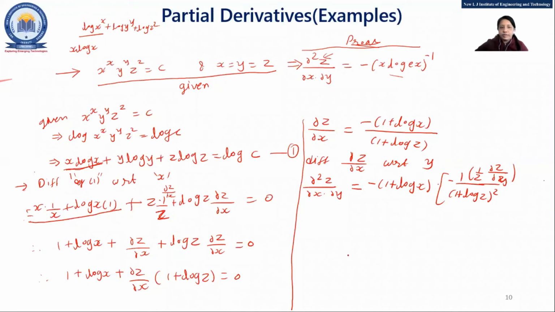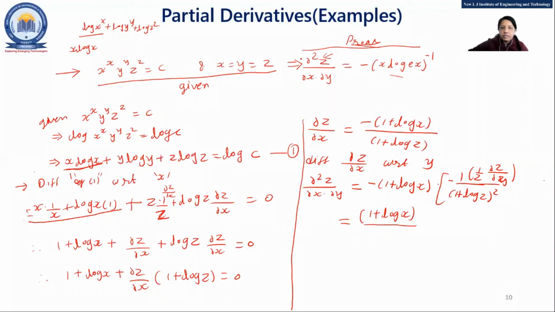Okay, fine. Now what is required is the simplification of that. So it equals 1 plus log x, and minus minus will become plus, right?